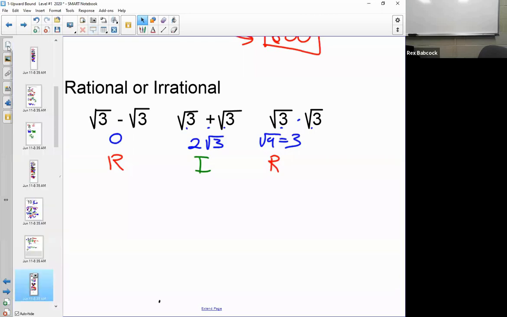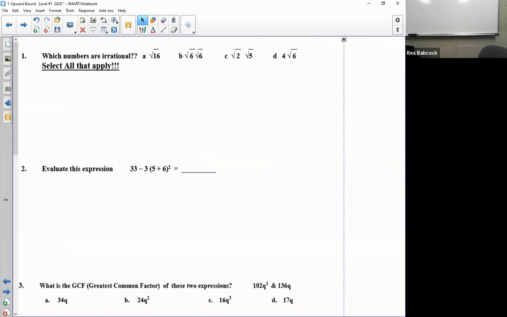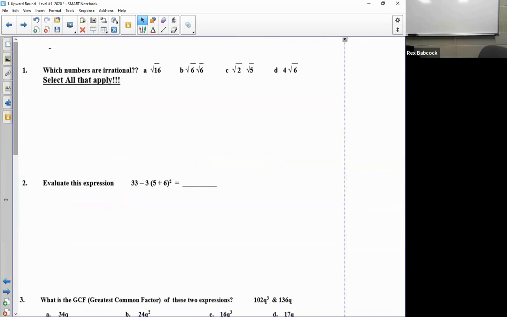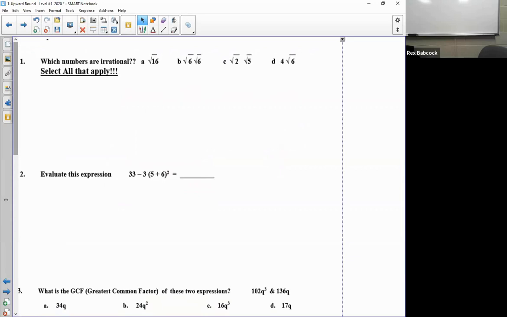Okay, let's go to the classwork. It's posted. See if we can show our work and answer these. Here's the classwork for today. It says which numbers are irrational? Square root of 16 is 4. Nope, it's not irrational.